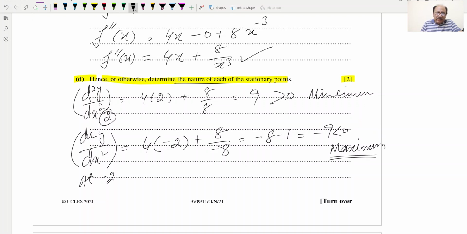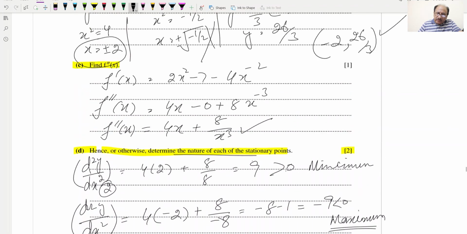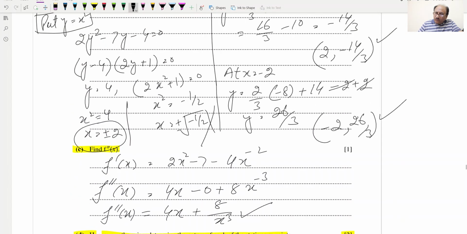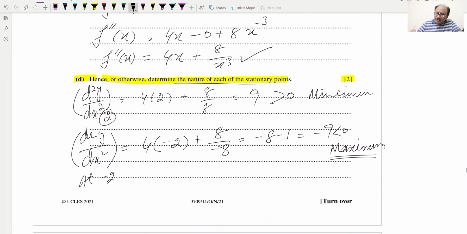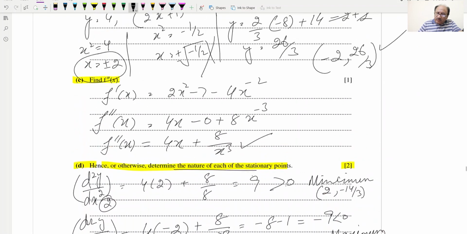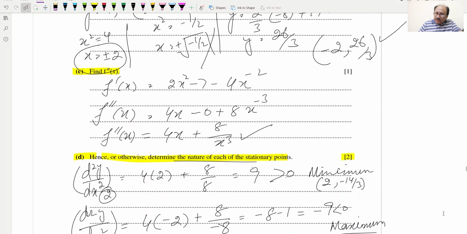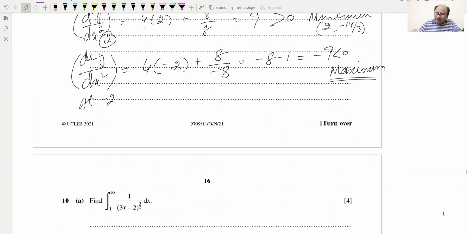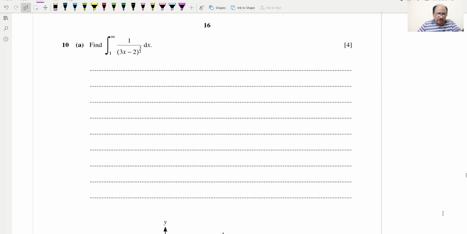So our maximum is what? Maximum is 2 and minus 14 by 3. So 2 and minus 14 by 3, this is the maximum, and the minimum is with the minus value, -2 and 26 by 3. -2 and 26 by 3, this will be the minimum. That is done. Now we can move to question number 10.